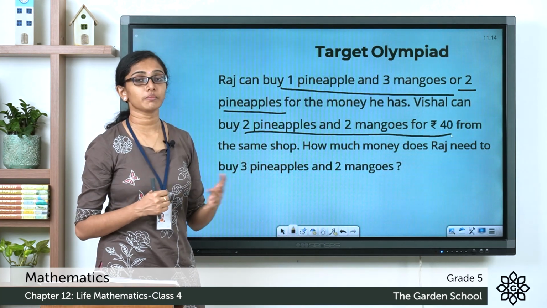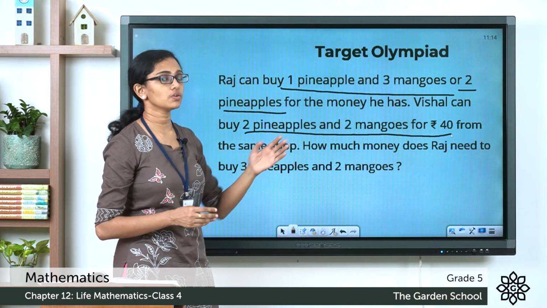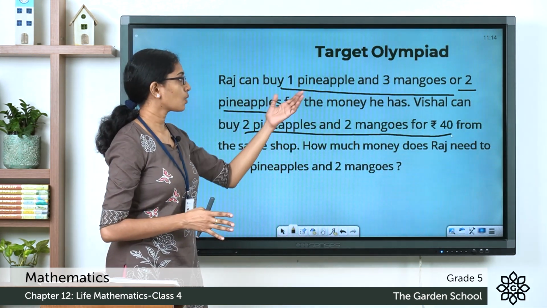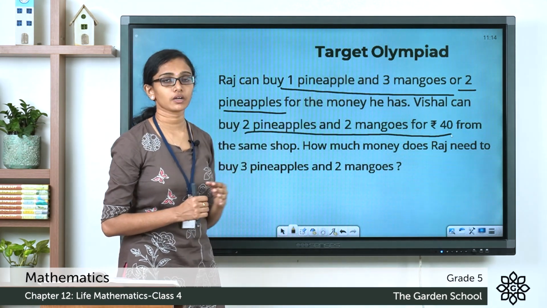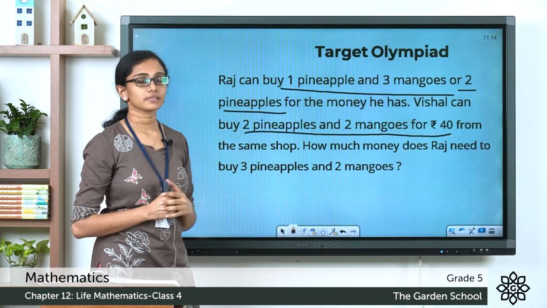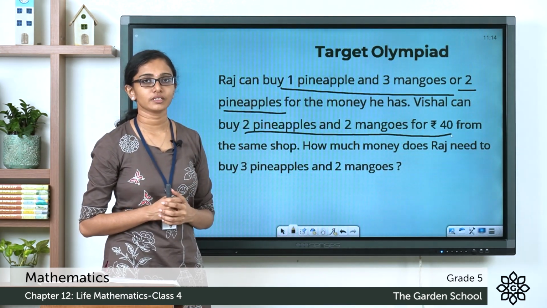So, at the moment with the money he has, he can only buy either 1 pineapple and 3 mangoes or 2 pineapples, which means the price of 1 pineapple plus 3 mangoes is the same as that of 2 pineapples. So, from all the data given in the question, let's see how we can solve this one.